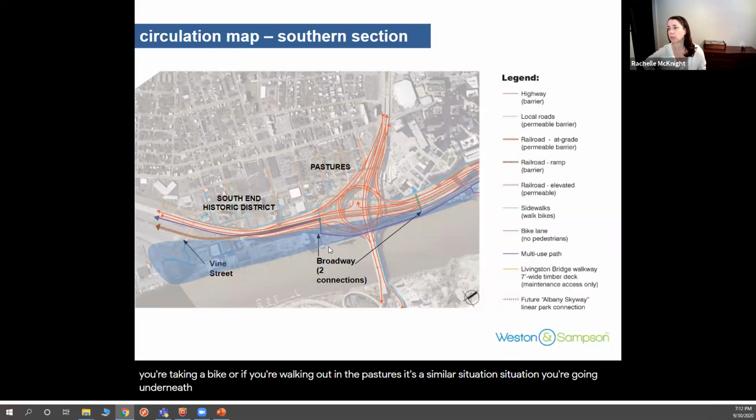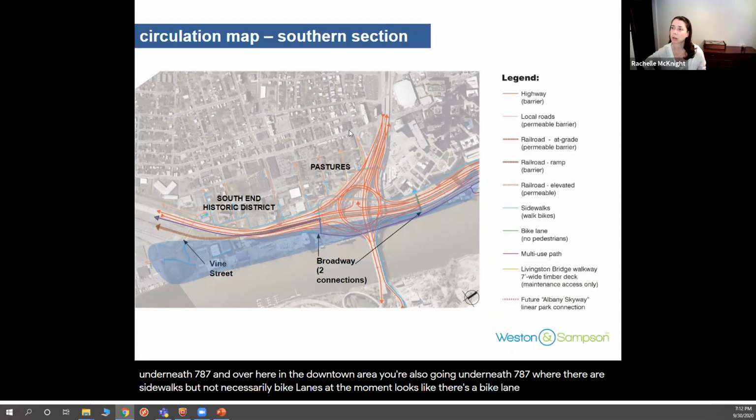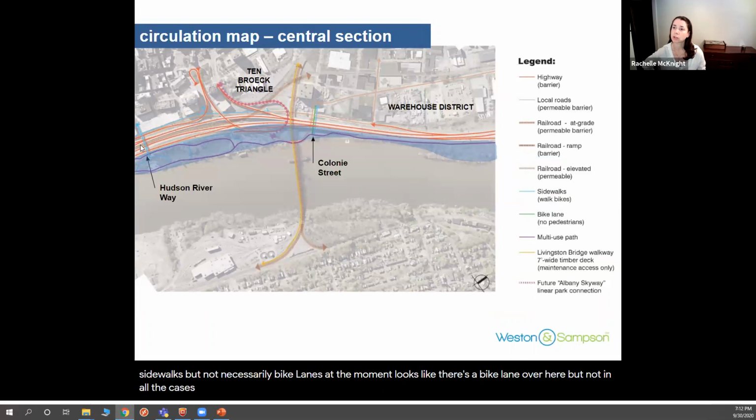You're going underneath 787, and over here in the downtown area, you're also going underneath 787, where there are sidewalks, but not necessarily bike lanes at the moment. Looks like there's a bike lane over here, but not in all of the cases. In the central section, you've got this wonderful Hudson River Way bridge that goes over 787. That's the one opportunity you have to kind of see the roadway from above. I know that that's really heavily used. And you've got Colony Street here in the Warehouse District.